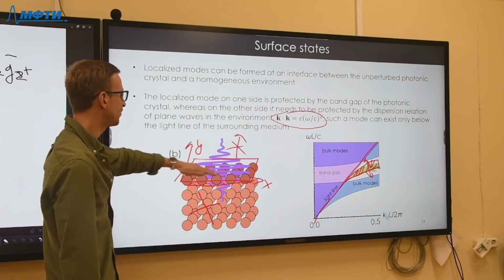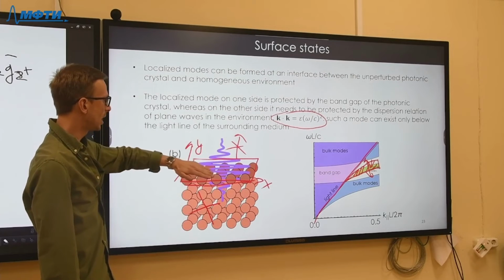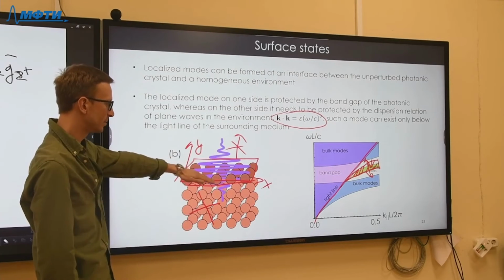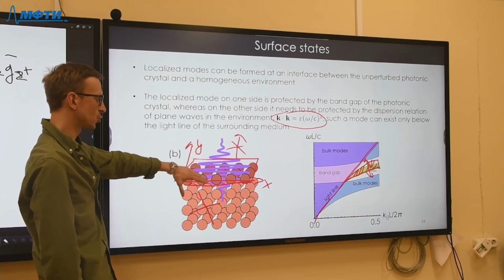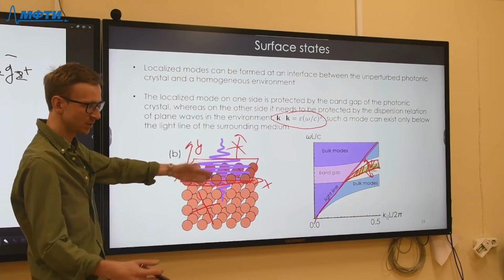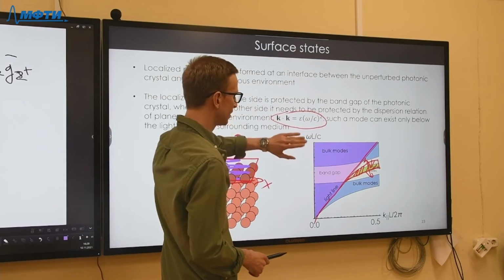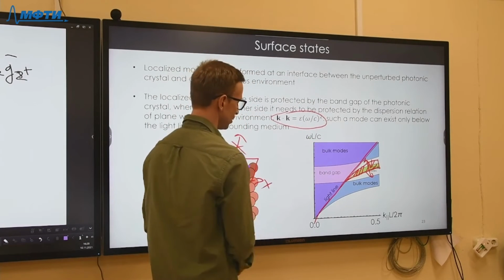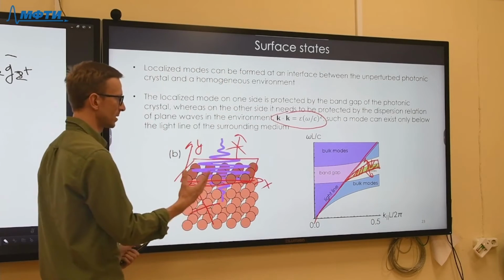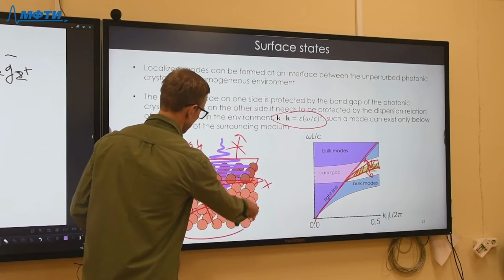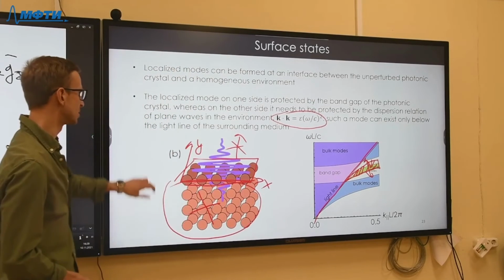If I had films, if I had isotropic films here, that would be a single line. But because it's not a film, but in fact a highly anisotropic arrangement of spheres or whatever, this is not a single line. This is an entire region which can exist below the light line within the bandgap of the surrounding photonic crystal.